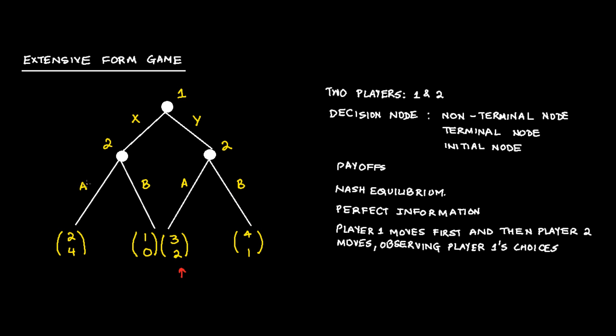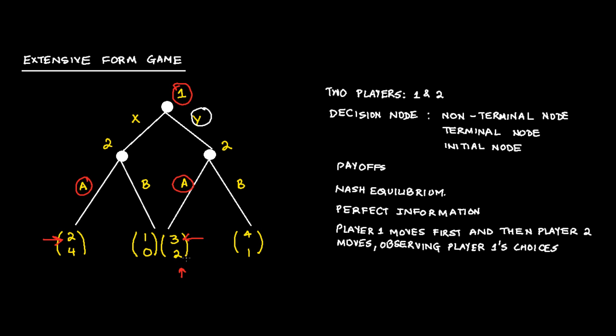Individual 2 has two choices. He has made the choice to choose A. So he'll be choosing either this A or this A. Now individual 1 knows that individual 2 is going to choose A. So individual 1 is going to compare his payoffs. Now his payoff is higher when he chooses Y and individual 2 chooses A. So this is the equilibrium of the game.